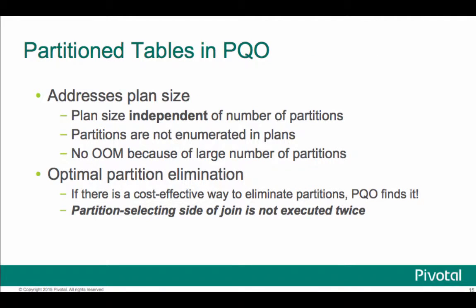In PQO, the plan size is not dependent on the number of partitions because they're not enumerated in the plan. The plan that you see when you run an explain is basically a serialization of the query plan. So that's indicative of how large it is and how much memory that data structure would occupy. With the smaller plans, you're not going to get the out-of-memory errors that you might with the planner. So if there is a way to eliminate partitions, PQO will find it. And importantly, the partition selecting side of the join will not be executed redundantly.